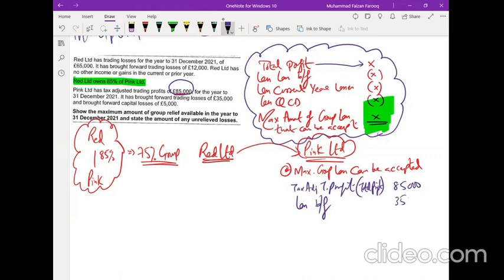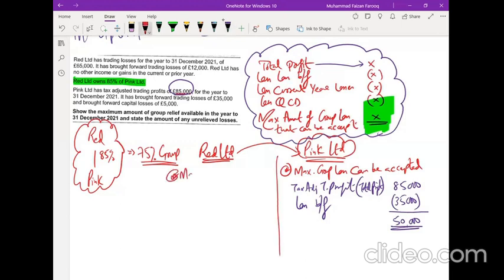Capital losses, you just saw we were not interested in capital losses, either in the case of surrendering or in the case of accepting. So no need to consider capital losses. How much is the answer? Yes, 50,000. So this is the amount which Pink can accept.